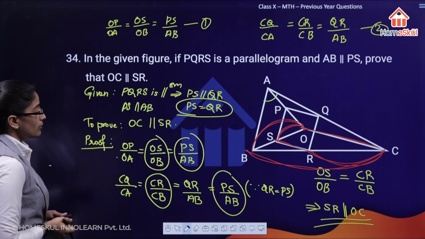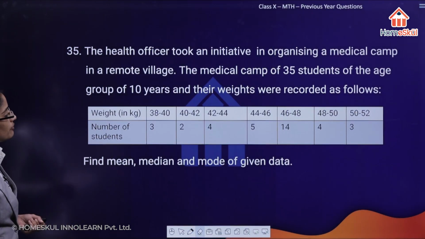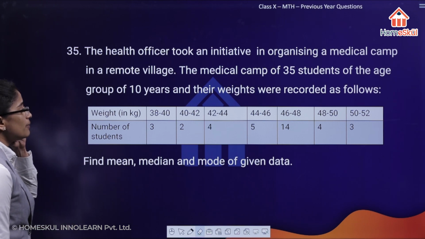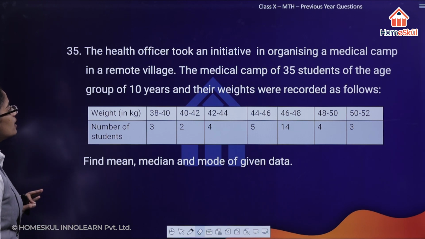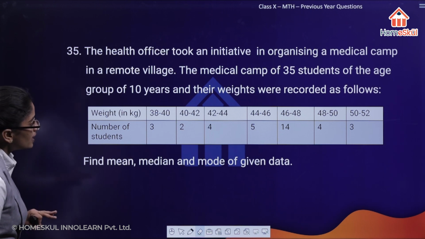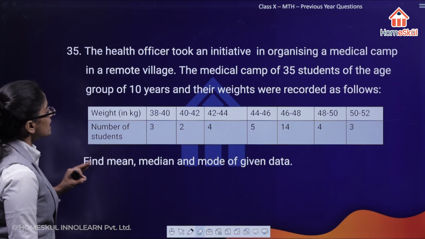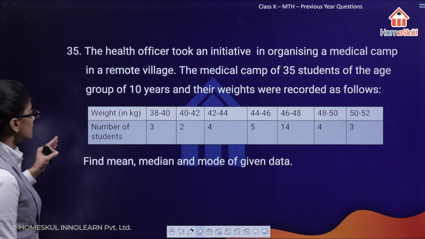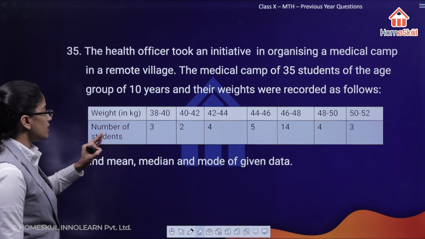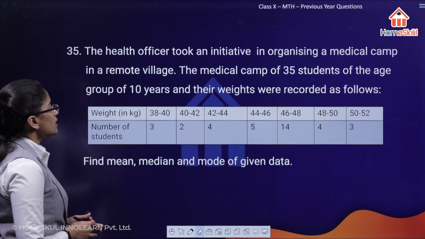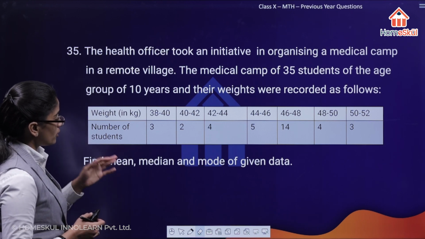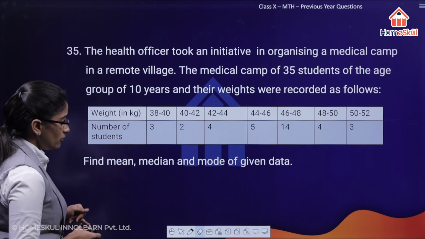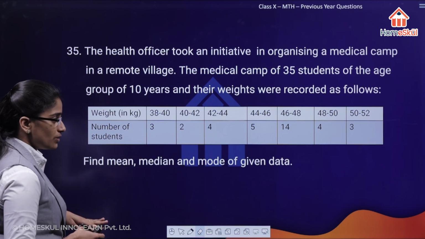So moving on to the next question. 35th question. The health officer took an initiative in organizing a medical camp in a remote village. In the medical camp, 35 students of the age group of 10 years had their weights recorded as follows. Weight and corresponding numbers are given. 38 to 40 kg, 3 students are there. 40 to 42, 2 students. 42 to 44, 4 students are there. 44 to 46, 5 students. 46 to 48, 14 students. 48 to 54 students are there.